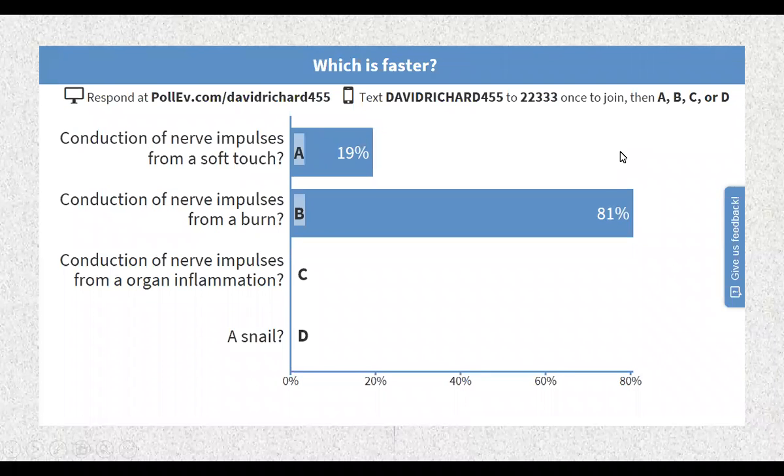Okay, so hopefully everyone's had a chance to put an answer in. And I'm glad that it's looking reasonable. So obviously the answer is not C.